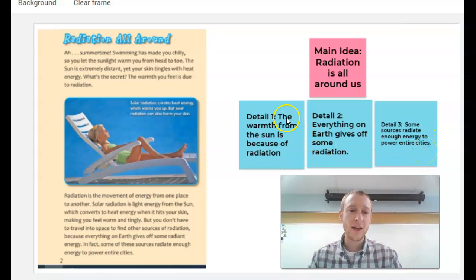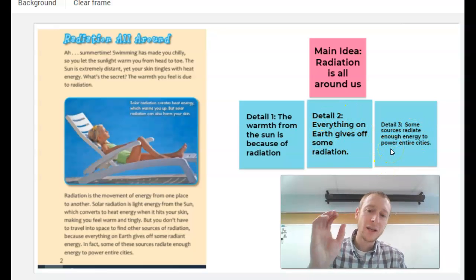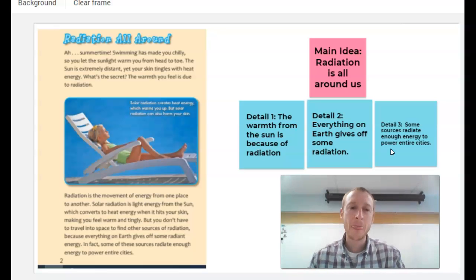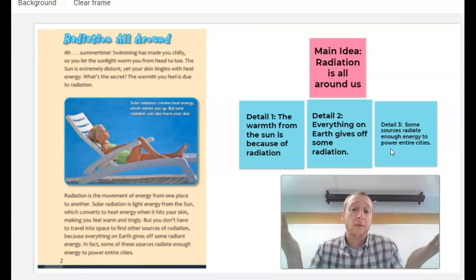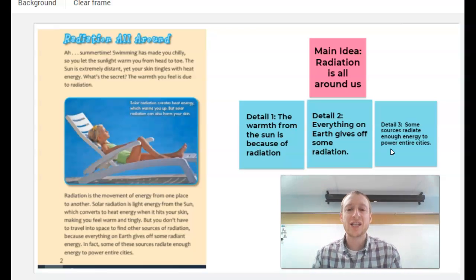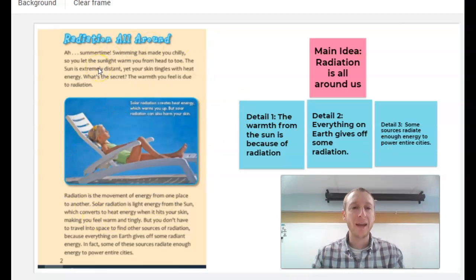Now, you'll notice that I didn't copy this exactly from the text, but mostly, right? I definitely used exact details from the text, but it is okay to put it into your own words as long as you're still saying the same thing and not just saying whatever you want, right? Those details have to come from the text. I can't just make it up.